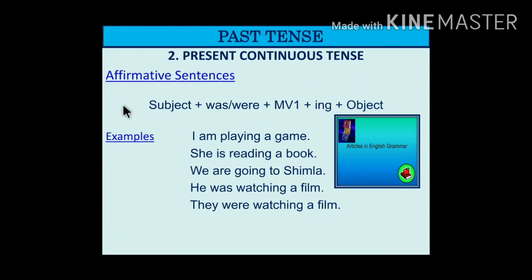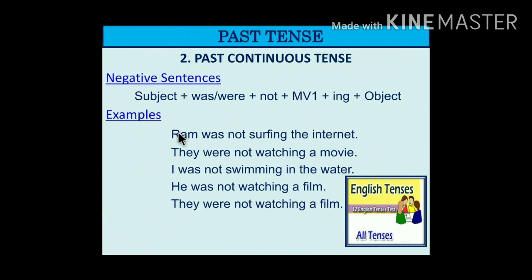See, next, affirmative sentence, subject plus was or were, present continuous tense. It has to be past continuous tense rather over here. Past continuous tense, Ram was not surfing the internet. See, was or were plus not plus main verb in ing form. Was or were plus not plus ing form of the verb and then the object. These are the examples. Ram was not surfing the internet. They were not watching a movie. I was not swimming in the water and he was not watching a film. They were not watching a film.